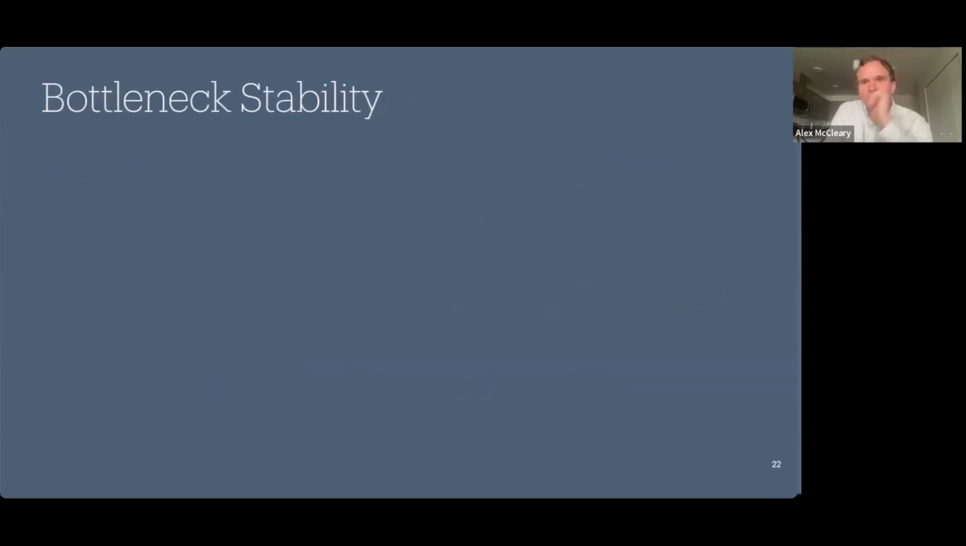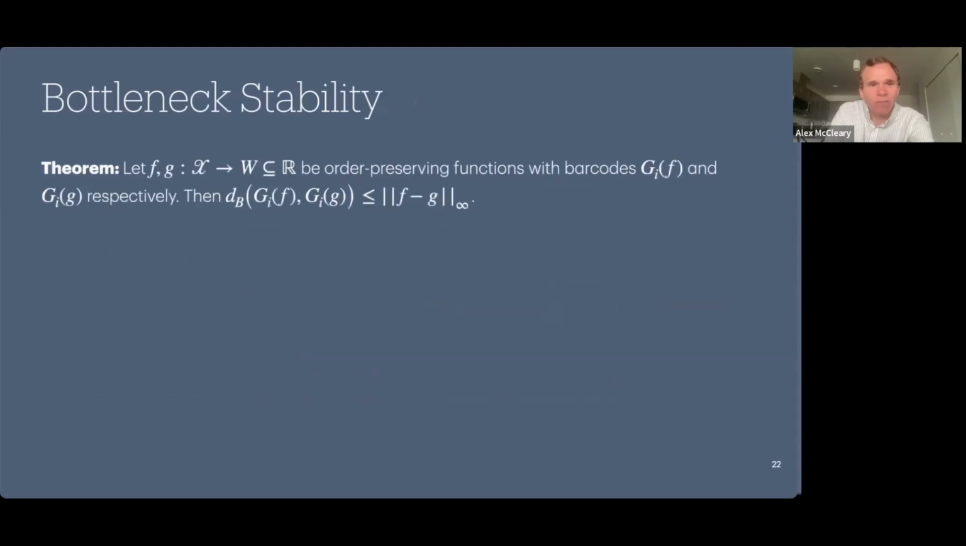Okay, and then we can get to the bottleneck stability theorem, which says that if we have two functions f and g, and they have barcodes B sub i of f and B sub i of g respectively, then the bottleneck distance between their barcodes is at most the infinity norm between the two functions right here.